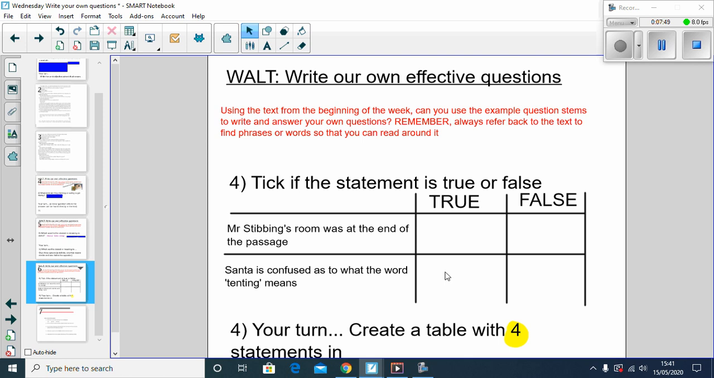Okay, so what I'd like you to do now is write "tick if the statement is true or false". You're going to create your table, and then you're going to pick bits of information or facts, things that happen in the text. Maybe pick 2 true ones, and then you could make some false ones by slightly editing the information. So give that final question a go, and that is it for today.